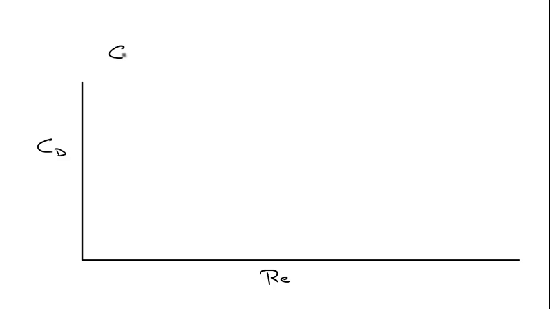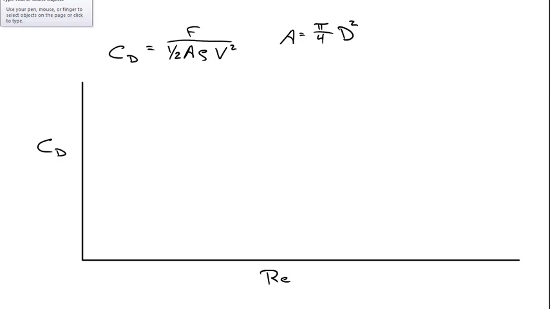The coefficient of drag is equal to the force of drag divided by 1/2 times the area of the sphere times the density times the velocity of the fluid squared. So this area of the sphere is just the cross-sectional area that's exposed to the fluid. Even though it's a sphere, we just care about the cross-sectional area exposed to the fluid, and that area is pi over 4 times the diameter squared. And the Reynolds number is equal to the density of the fluid times the velocity times the diameter of the sphere divided by the viscosity of the fluid.